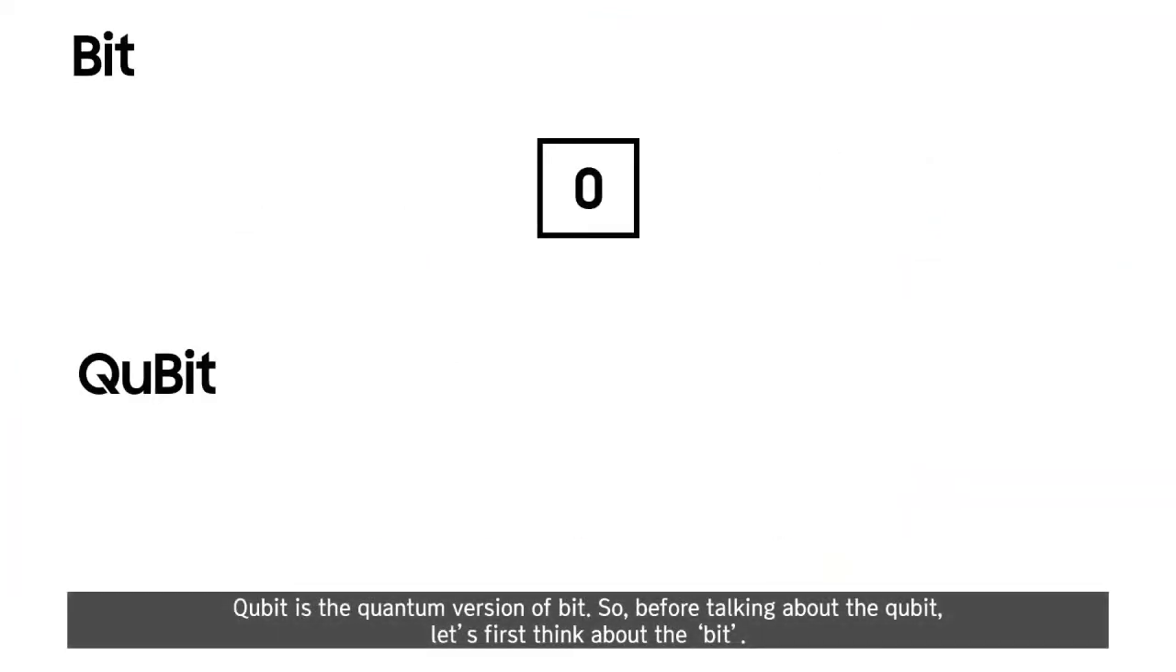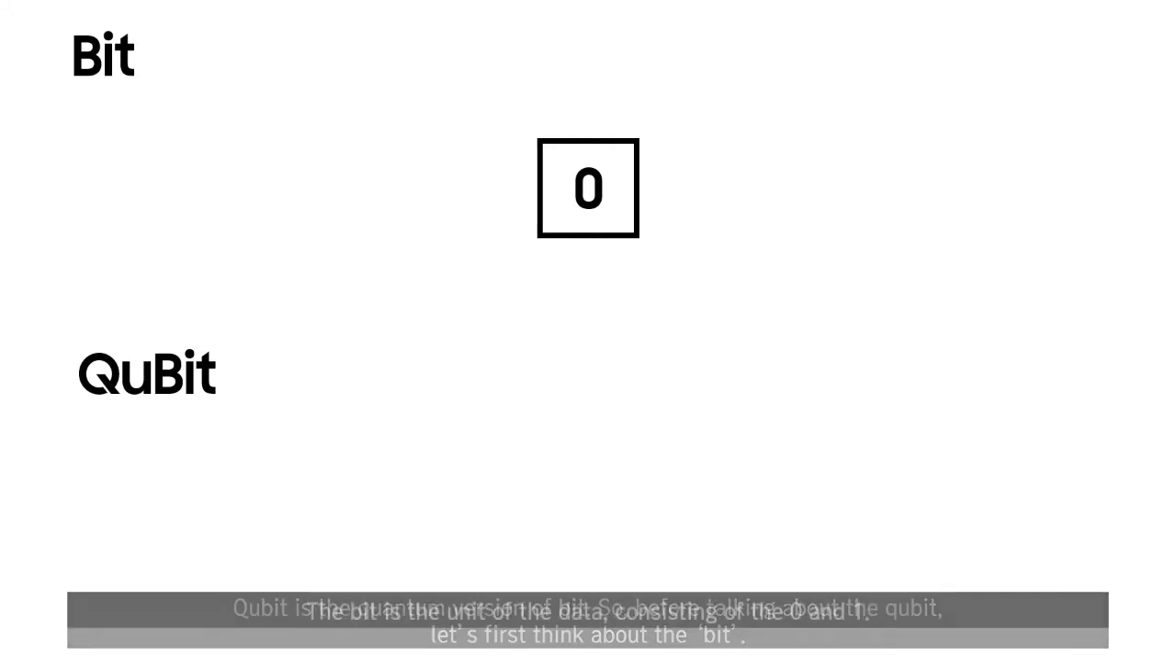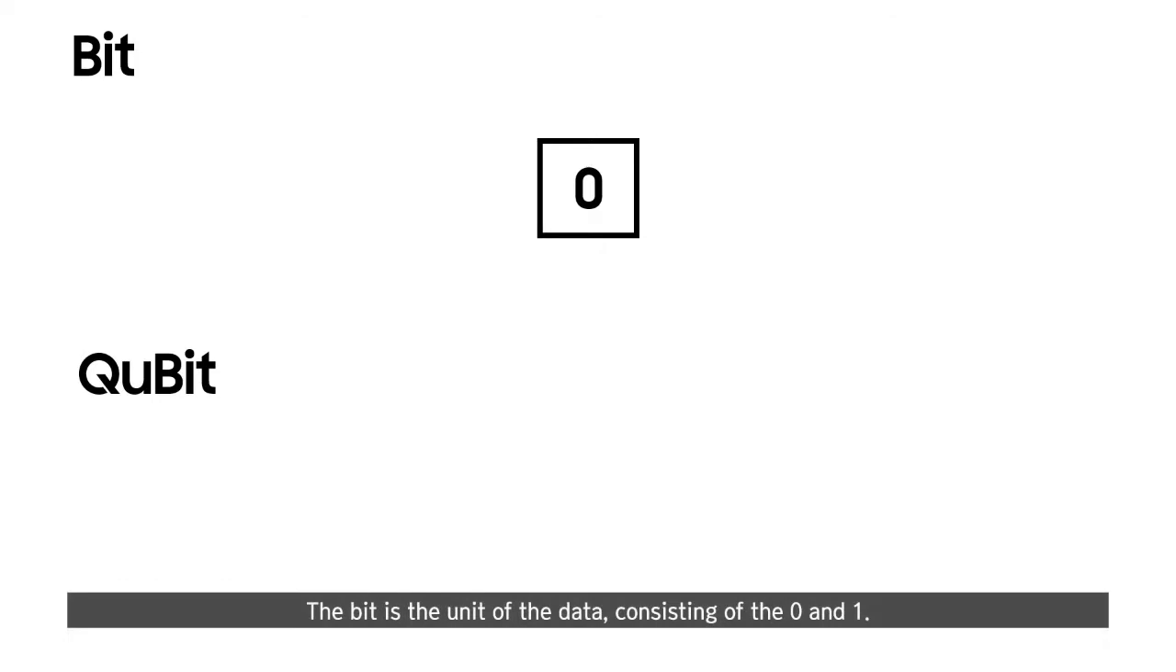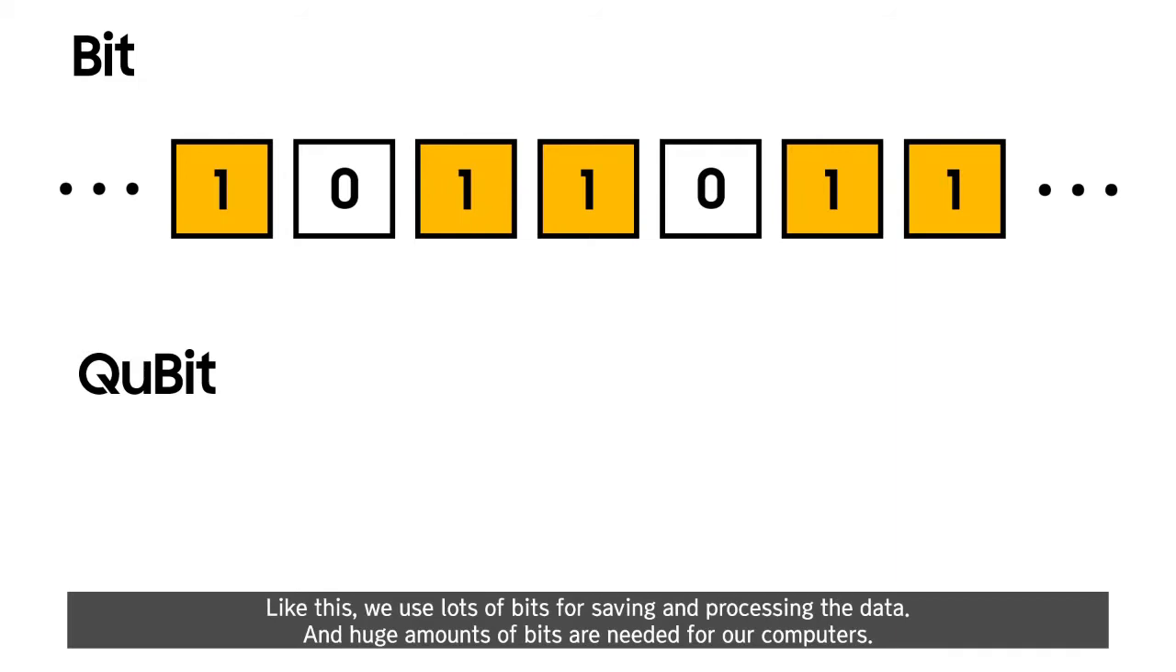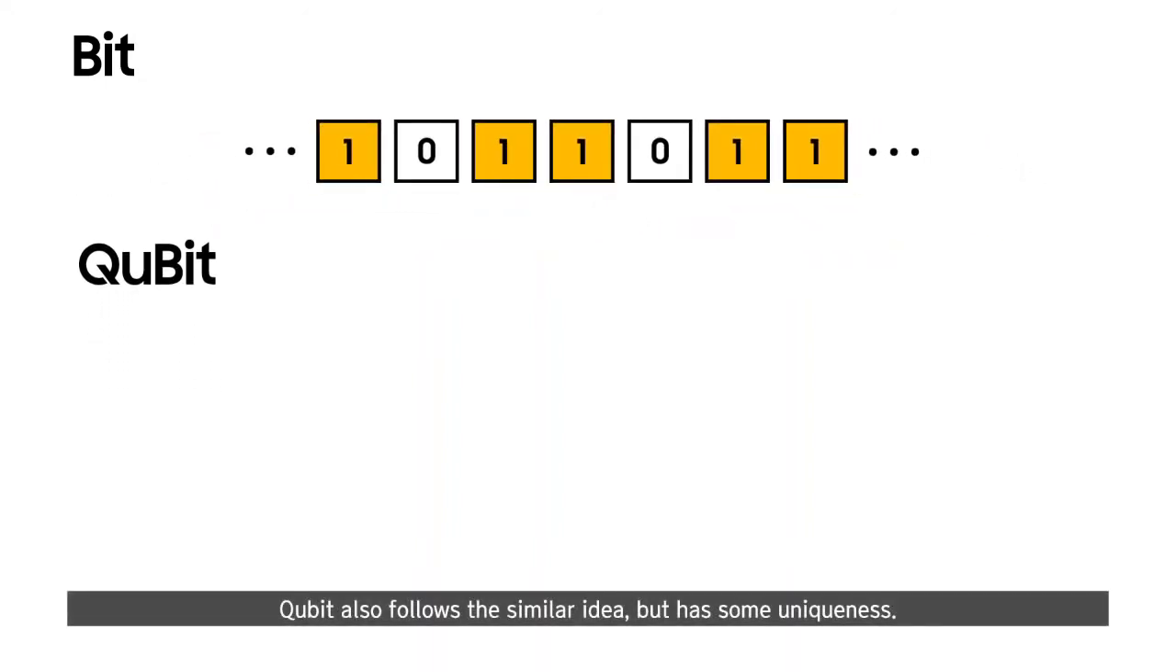Qubit is the quantum version of bit, so before talking about the qubit, let's first think about the bit. The bit is the unit of the data, consisting of the 0 and 1. For example, 1 for current flow and 0 for no current. Like this, we use lots of bits for saving and processing the data, and huge amounts of bits are needed for our computers.